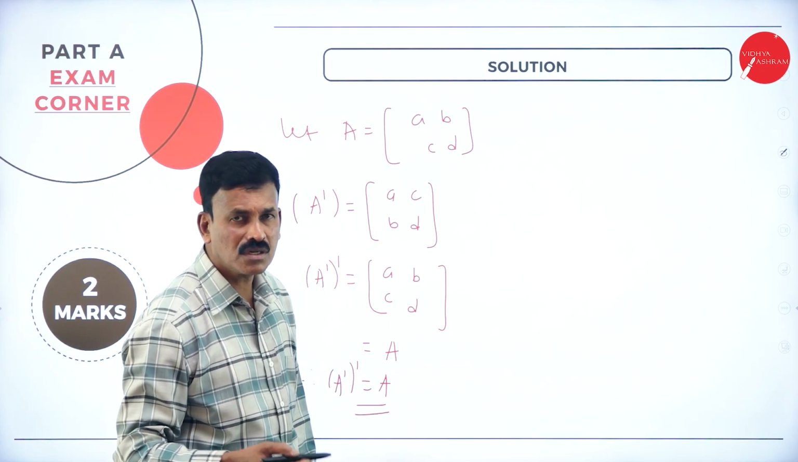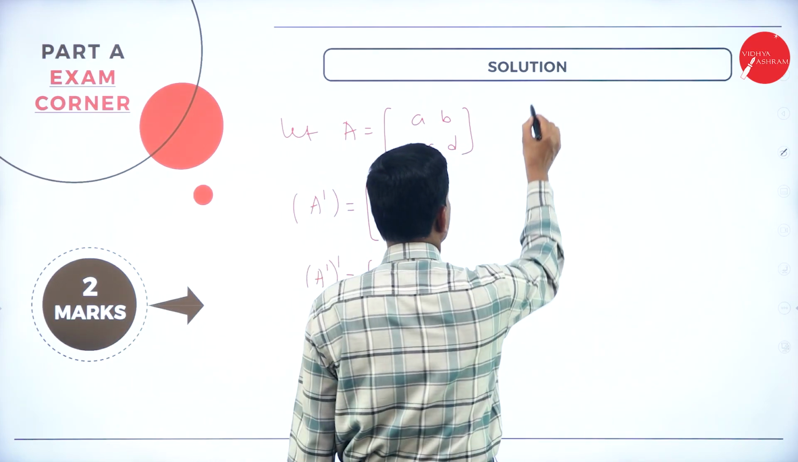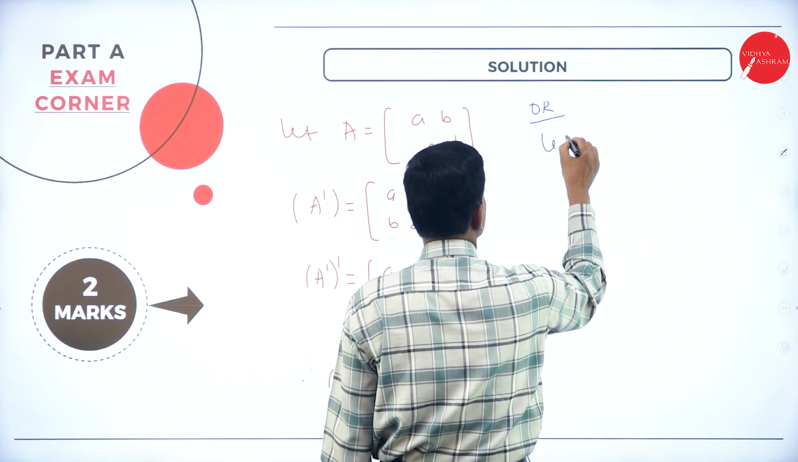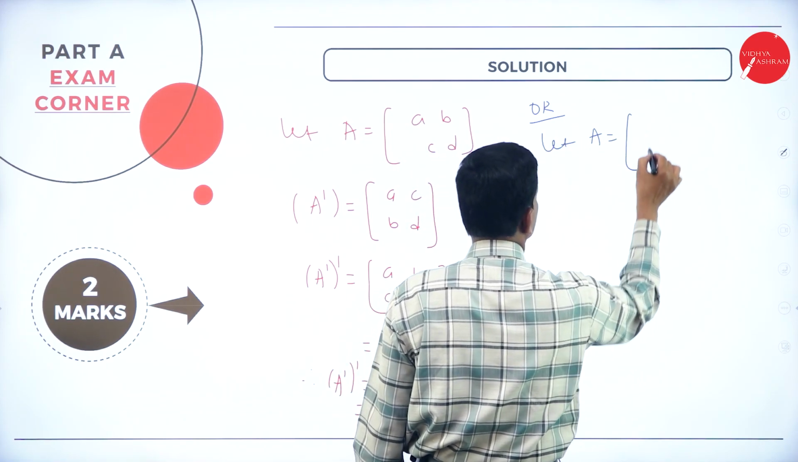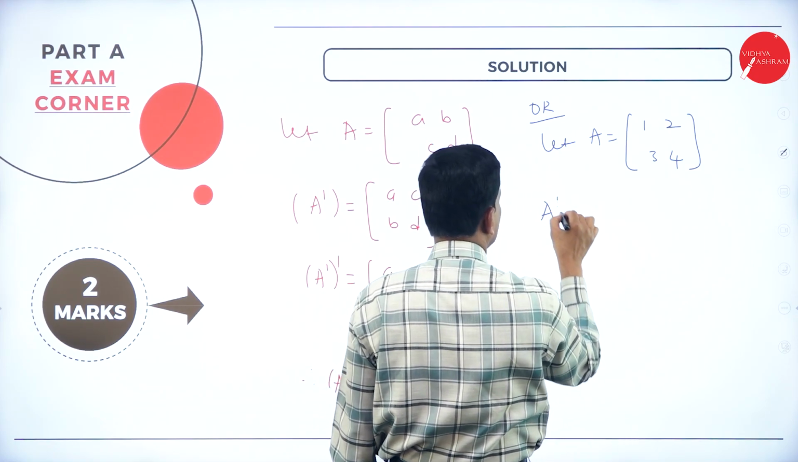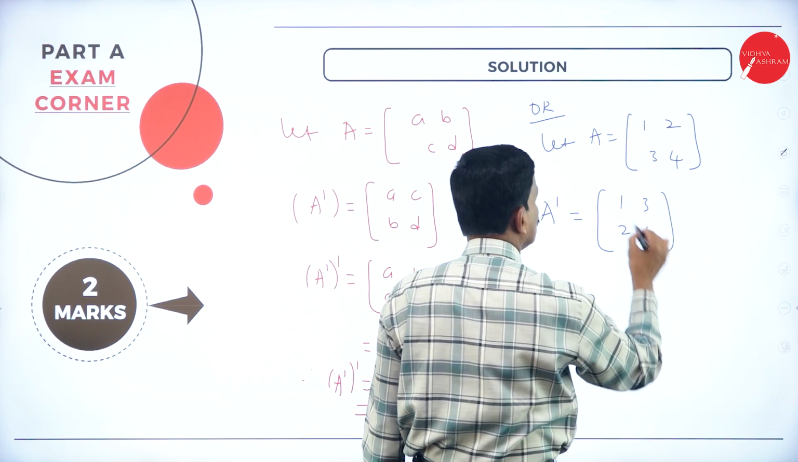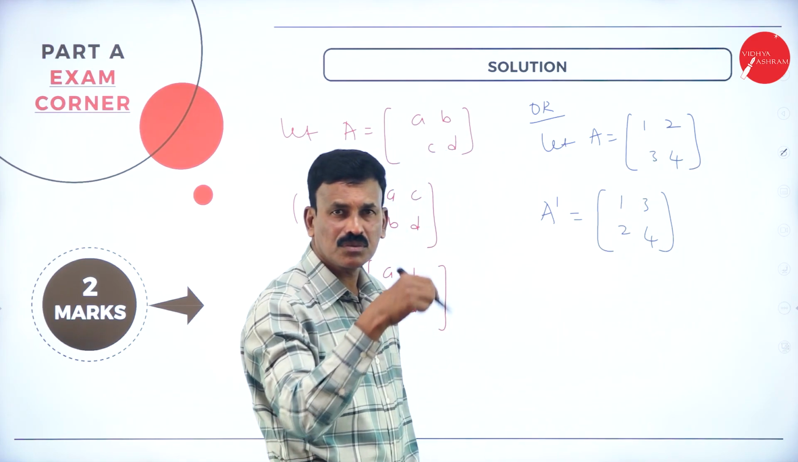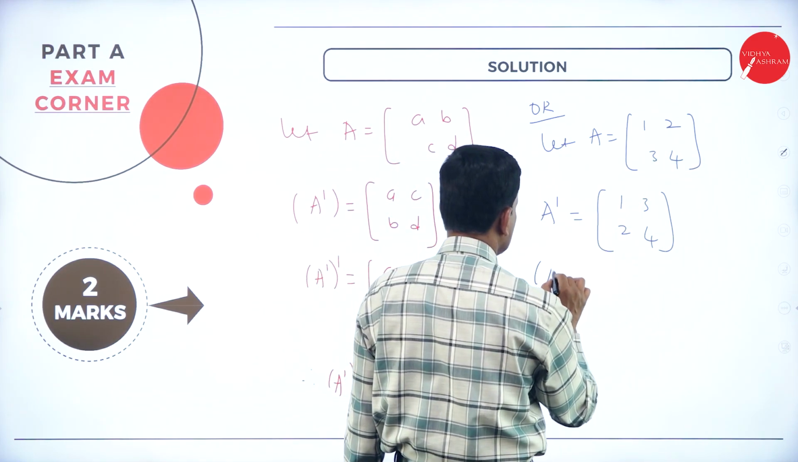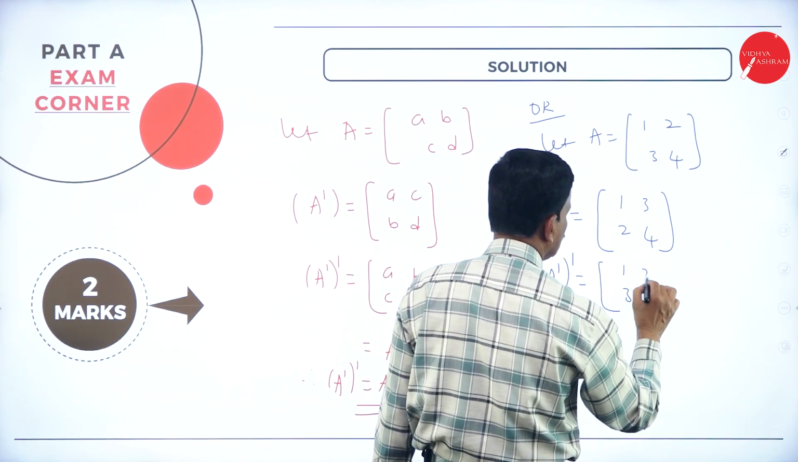Or you can also solve by taking an example like this. Let us take an example. Let A is equal to 1, 2, 3, 4. Transpose this. A dash is equal to, the transpose of this is 1, 2, 3, 4. So, the first row becomes the first column, the second row becomes the second column. Transpose this again. (A dash) whole dash is equal to 1, 3, 2, 4.